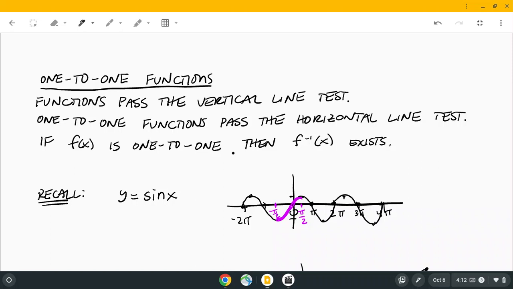And we saw that it originally did not pass the horizontal line test, but it does if we only look at a portion of it by restricting the domain. Okay, so now we're going to take a look at each of the three inverse trig functions. Okay, so let's start with the inverse sine function.